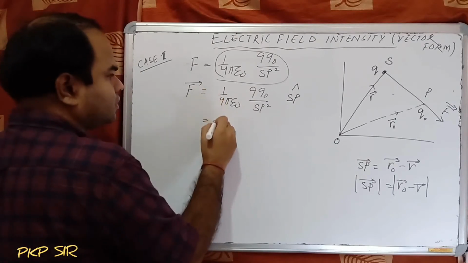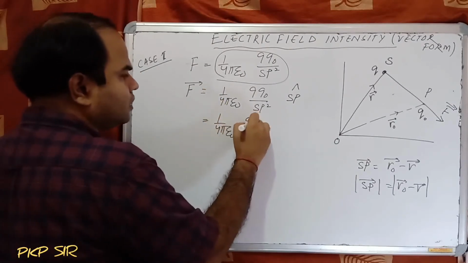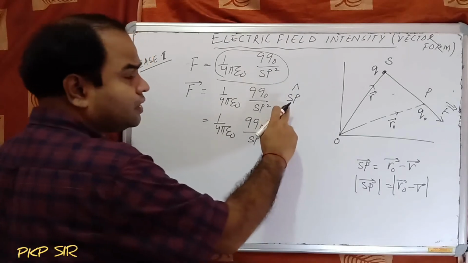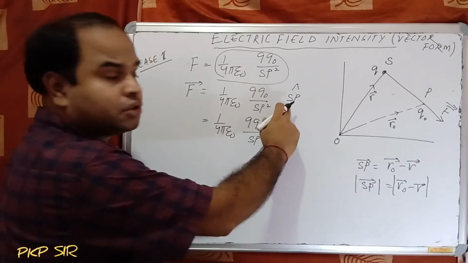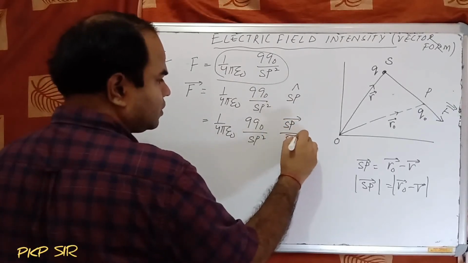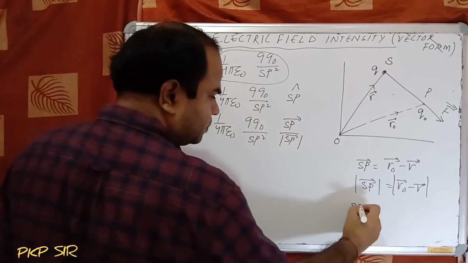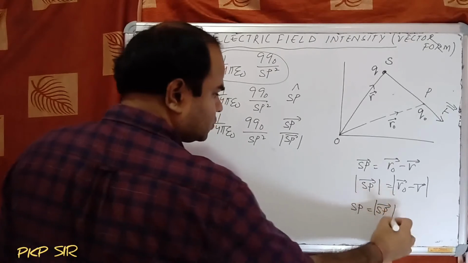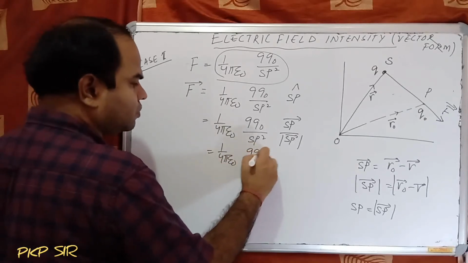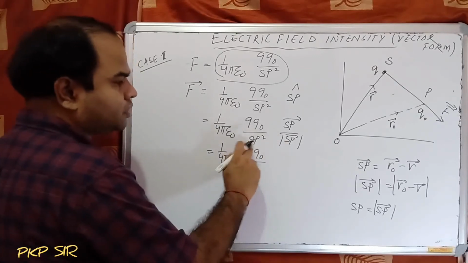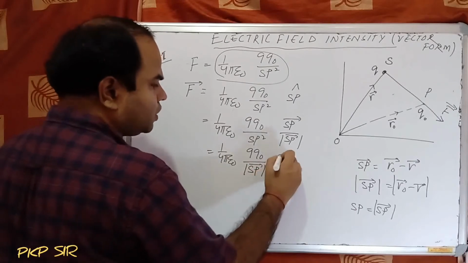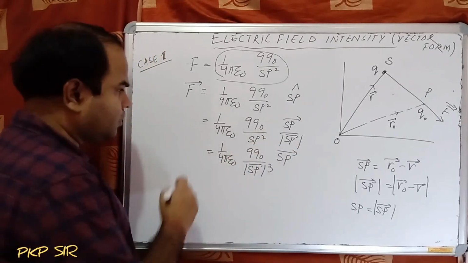So that means 1 by 4 pi epsilon naught, this is Q naught by SP whole square into SP unit vector, is equal to that vector divided by its magnitude. So that is SP vector by magnitude of SP vector. तो SP is equal to magnitude of SP vector. So we can write this as 1 by 4 pi epsilon naught, this is Q naught by SP square, so both are equal. So it is magnitude of SP vector cube into SP vector. ठीक है?